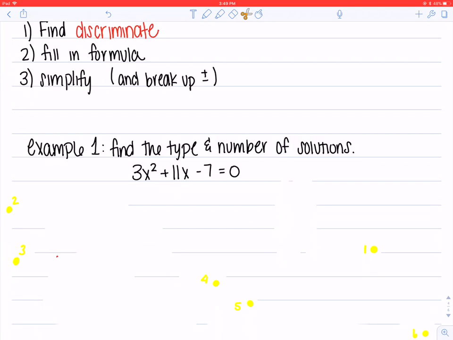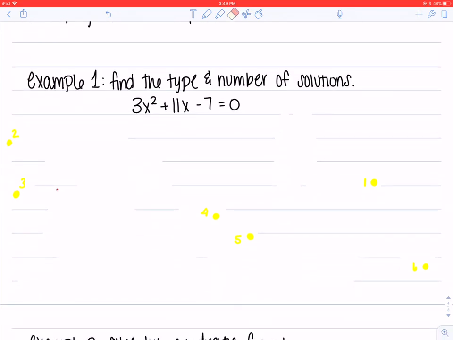So the first example we're going to do is one where we just find the type and number of solutions. Again, this is referencing the discriminant. Before I can do any discriminant, or any quadratic formula, the first thing I need to do is find a, b, and c. In this one, a is the number in front of x squared, b is the number in front of x, and c is the constant. So I have 3, 11, negative 7.